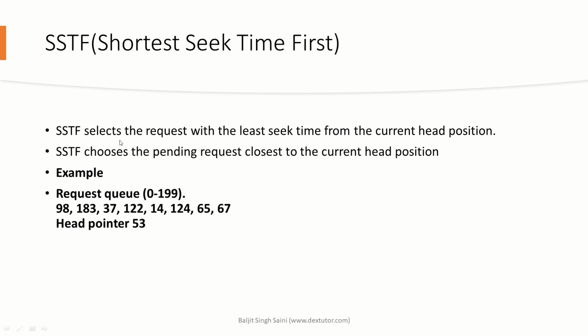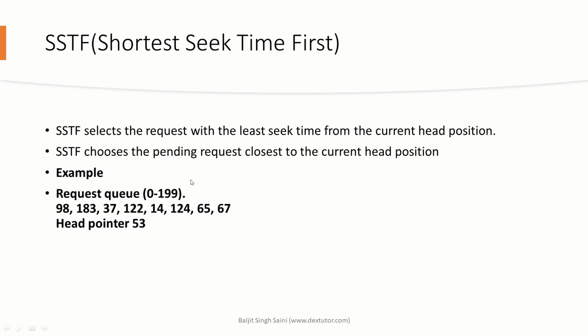The next is SSTF, shortest seek time first. In this we minimize the path, we minimize the seek time, so that we can schedule our processes in minimum time. SSTF selects the request with the least seek time from the current head position. Here we don't serve the first request and then the next in a regular manner. SSTF chooses the pending request closest to the current head position.